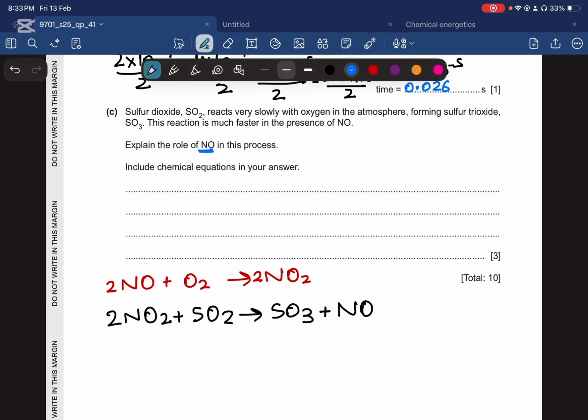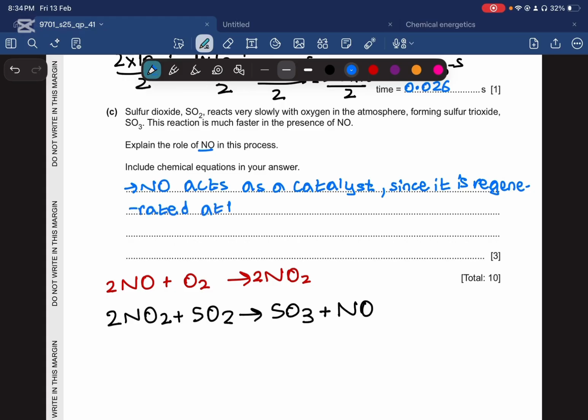So, explain the role of NO and include chemical reactions. You're simply going to write that nitrogen monoxide acts as a catalyst. Now, you could give two reasons for it. The form of nitrogen monoxide does not change technically, or in basic words, you could say, since it is regenerated at the end of the chemical reaction, and then include chemical equations in your answer.